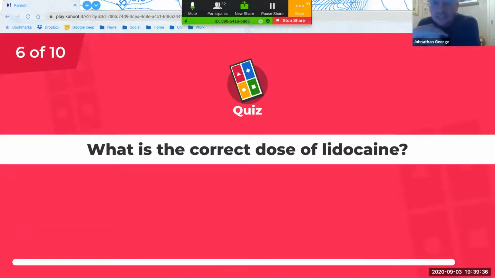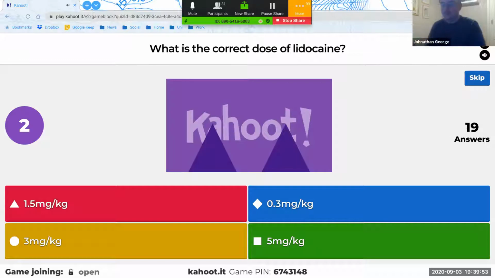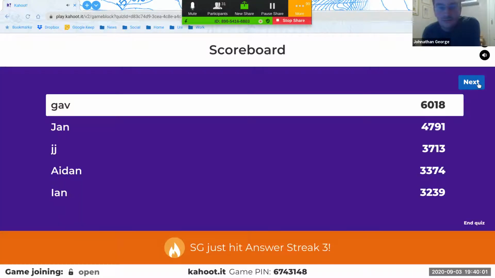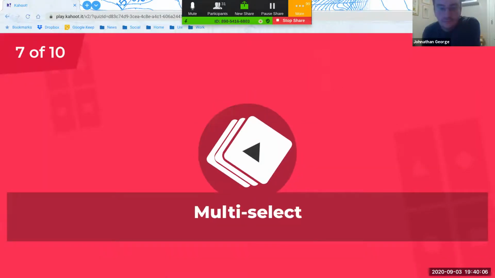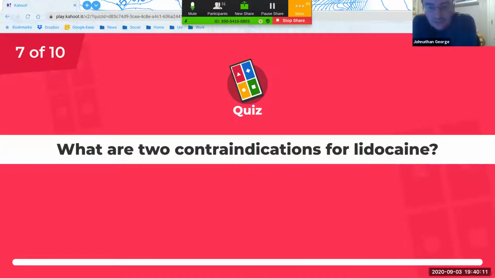Lignocaine. So for dosing lignocaine, what milligram per kilogram should we be thinking about? Fab. So what are some contraindications for lignocaine this time?